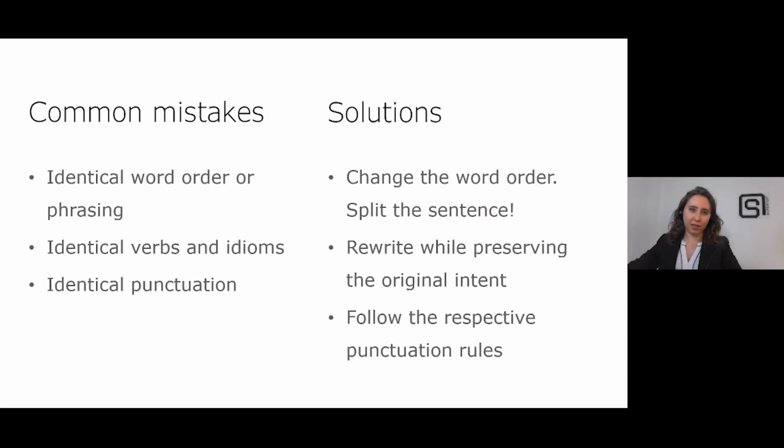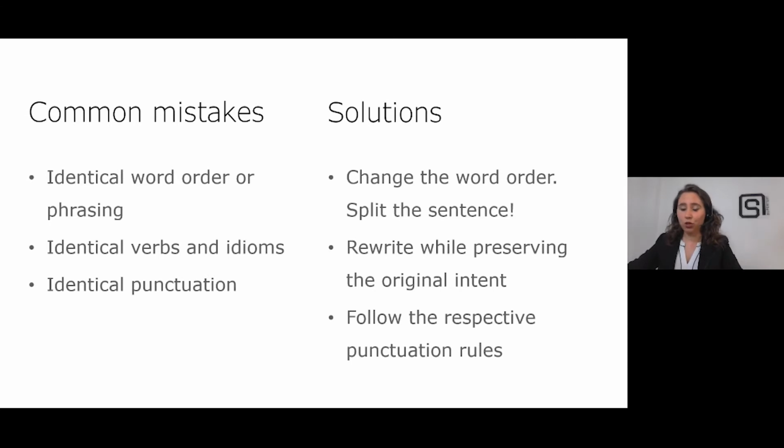So, we are all translators. We studied at university, or we've been working in this industry for 10, 15, 20 years. So I'm sure every single one of us knows the common mistakes and how to avoid them. Maybe when analyzing the original text, you will see identical word order or phrasing, sometimes identical verbs, idioms, and even identical punctuation in your target language. This happens, for example, when translating from German, because the German language uses a lot of commas. But you can't do the same in a language like Italian or Spanish, a Romance language.